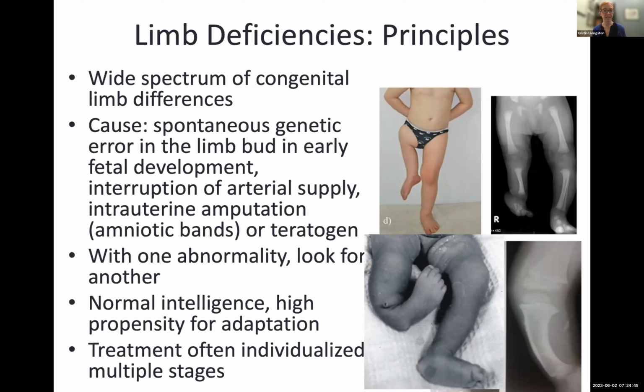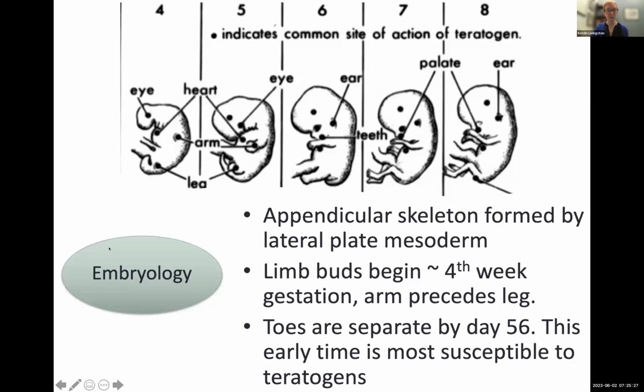So this could be an interruption of the arterial supply, or it could even involve intrauterine amputation from amniotic bands, or a teratogen that affects a fetus at a particular point in its development. And then you always have to remind yourself, when there's one abnormality, look for another, because there may have been some kind of in utero insult. But these kids will have normal intelligence and a high propensity for adaptation, and so they can often do great with complex care. The treatment is usually individualized, because these are such a large spectrum of deformities. The treatment may be divided into multiple stages.